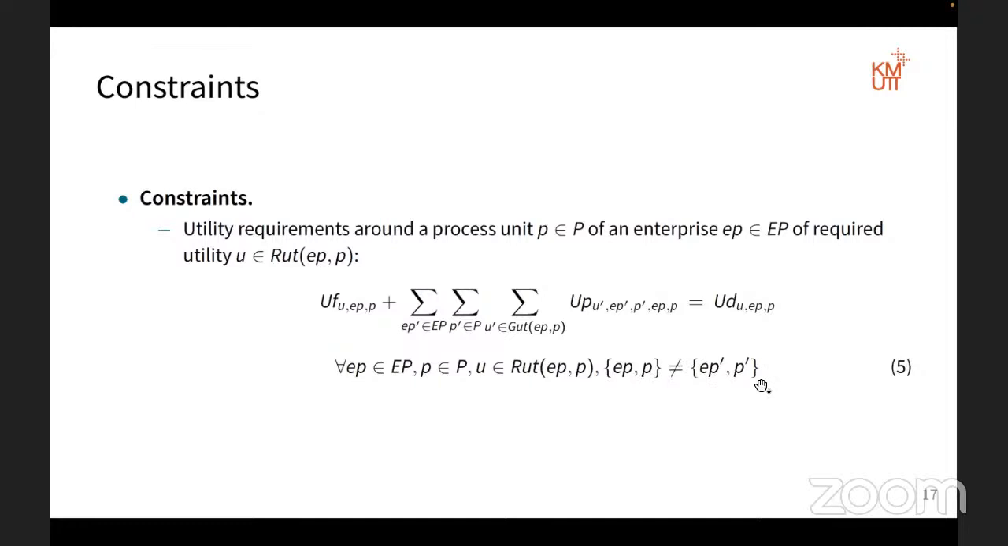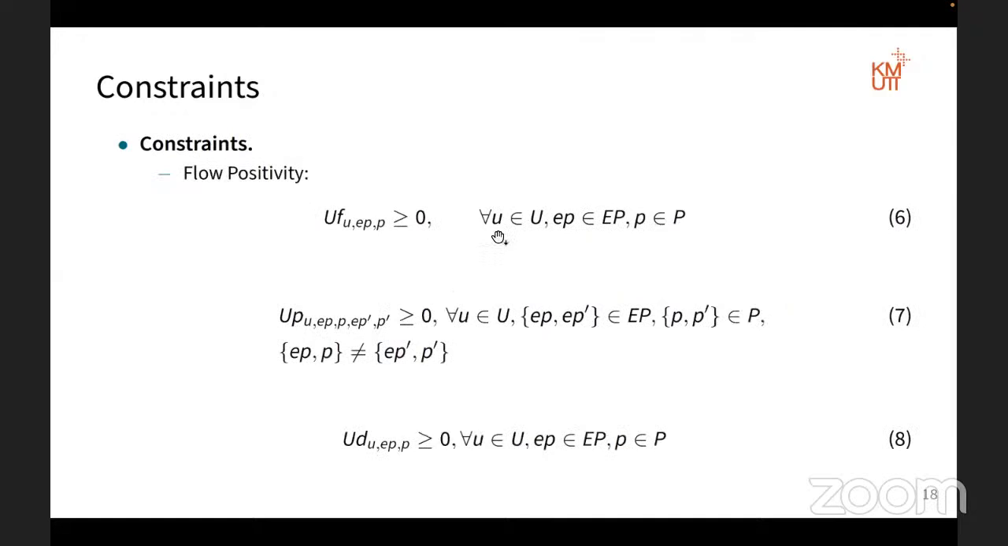Next is the flow positivity. We make sure the utility flows are greater than or equal to zero, and in the same way the utility of the other process is greater than or equal to zero, and the utility of the process is greater than or equal to zero.